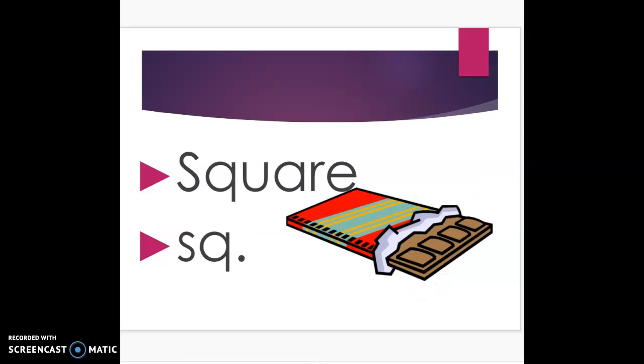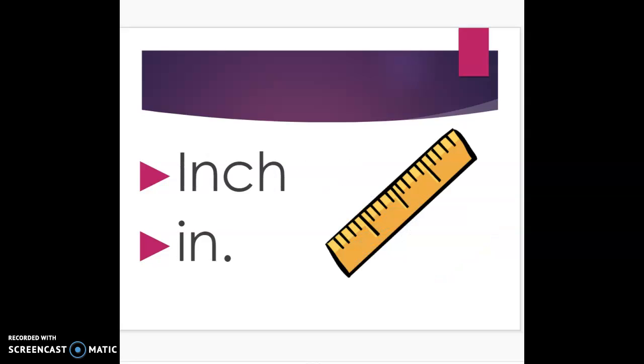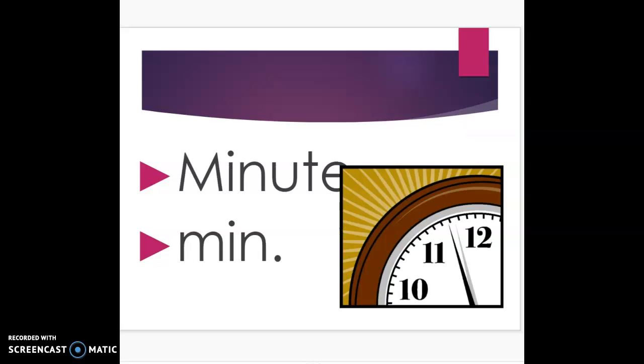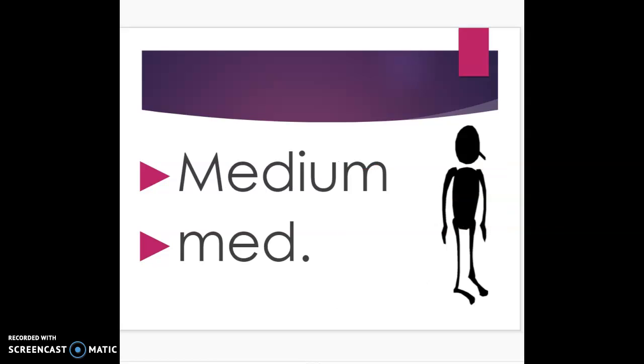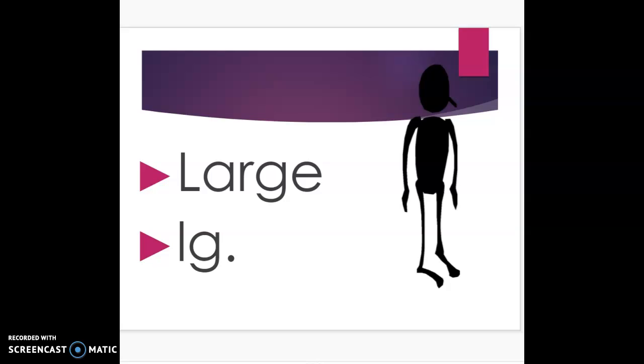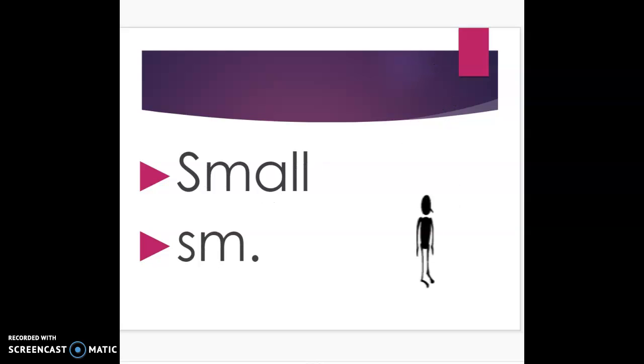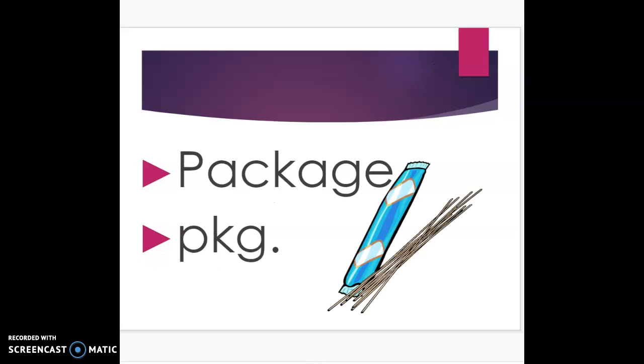Square, SQ. And somebody might say, why do I need to know what SQ is in cooking? You could be asked for a square of baker's baking chocolate, or a square pan. Inch, IN, how thick you need to roll your dough out. Minute, MIN, time for cooking. Medium is MED. Large, LG. Small, SM. And then package, PKG.